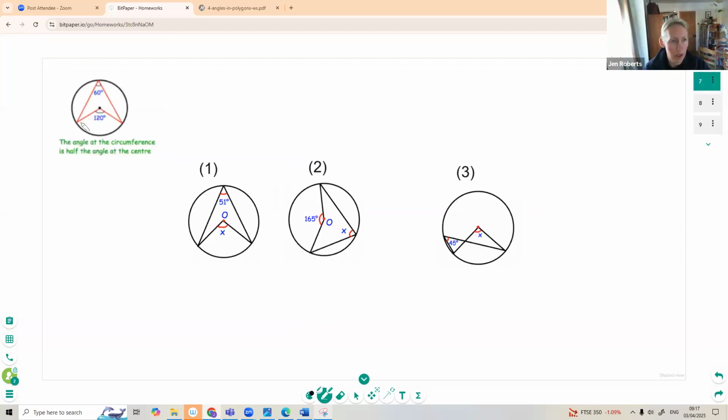Okay, so next we're going to look at this. It kind of looks a bit like an arrow to me. And it's the angle at the circumference is half of the angle at the centre. So that's the angle at the centre, and that's double the angle at the circumference. So angle at centre is double the angle at the circumference. Double 51, we get 102 degrees for x.